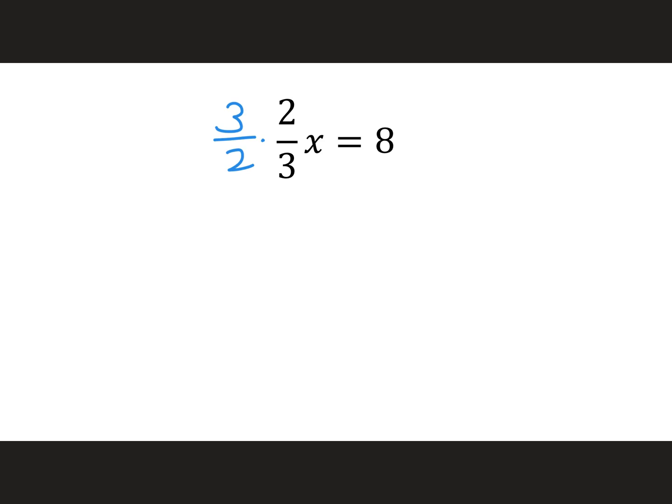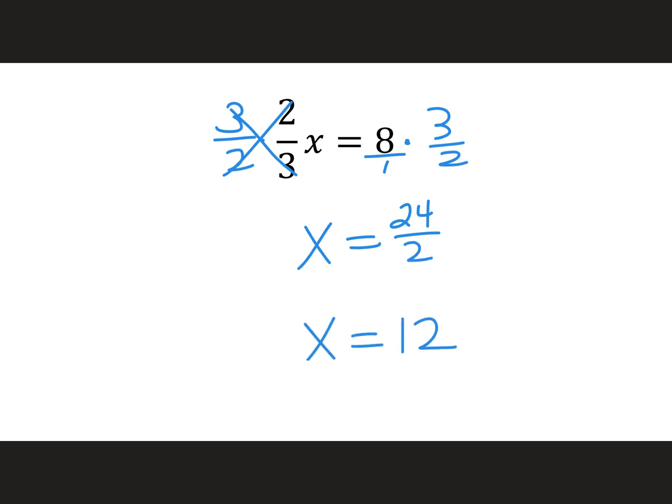All right, and let's talk about this. What is 3 times 2? 6. And then on the bottom, 2 times 3, 6. What's 6 divided by 6? 1. So they actually cancel each other out. But remember, I got to do it over here to this one also. And then I can just put this over here. And I have an x equals 8 times 3 is 24 all over 2. So let's simplify that to a 12.